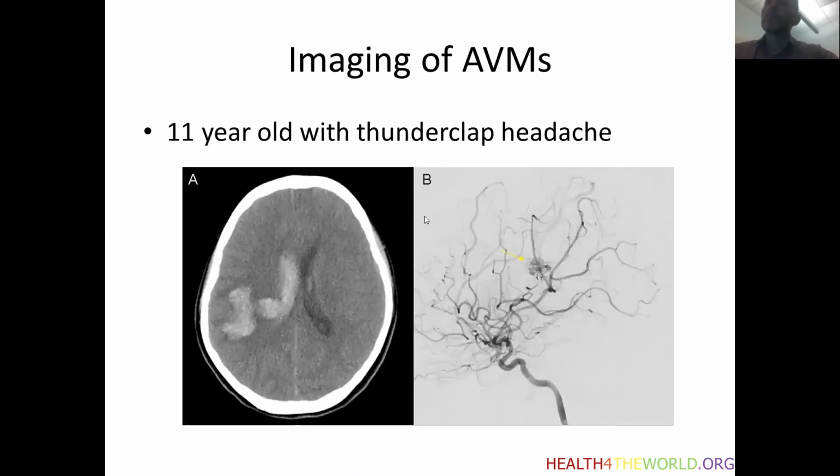This is an 11-year-old girl who presented with a sudden onset severe headache. And on the computed tomography image, you can see that there is a right frontoparietal hemorrhage which extends into the lateral ventricle. She underwent catheter angiography, which showed a relatively compact nidus of vessels within the left parietal lobe, and this was resected surgically with good outcome.